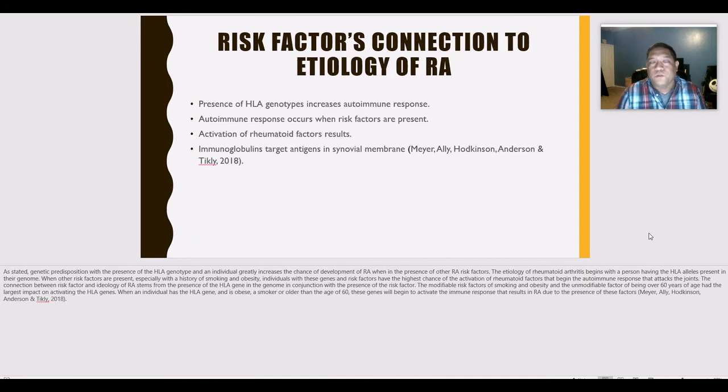So how do these risk factors connect to the etiology of RA? Well, as I said, the presence of the HLA genes is what causes the actual activation of that autoimmune response. The activation occurs with the activating of rheumatoid factors. When that happens, immune globulins are activated that target antigens in the synovial membrane of the joint where the inflammation occurs.